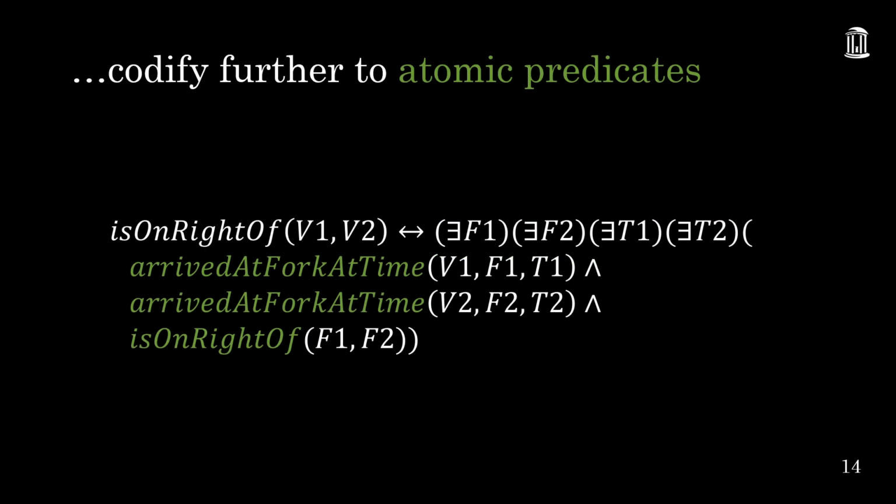Similarly, the predicate is on right of for vehicles is defined in terms of the arrival event predicate and also the is on right of predicate for forks. Atomic predicates that don't have a time parameter denote static facts. We have defined every predicate in the original rule in terms of atomic predicates. This completes the logical definition of the rule. Now we need to define the atomic predicates.